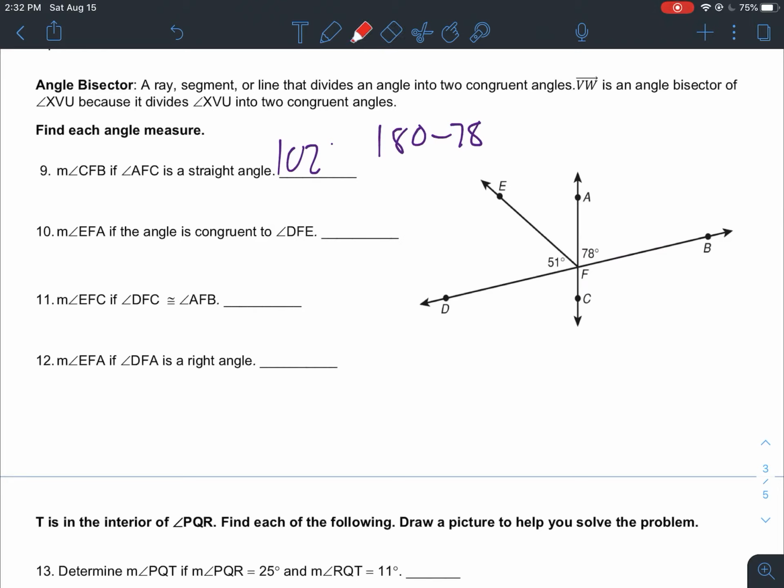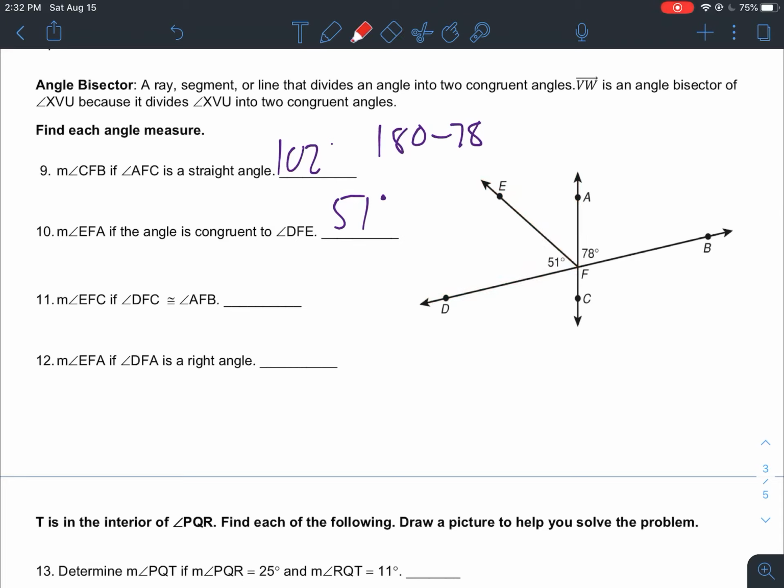Number 10, EFA. If the angle is congruent to DFE. Well, if these are congruent, they must be exactly the same. So if DFE is 51, EFA is also 51.